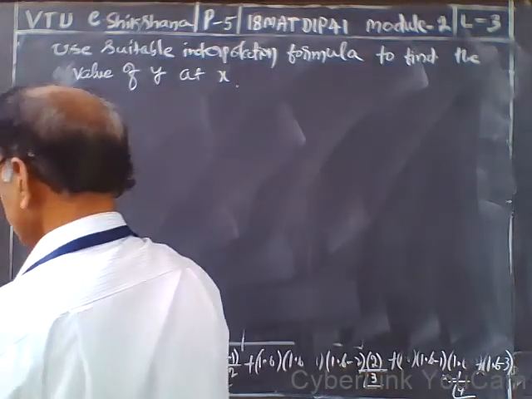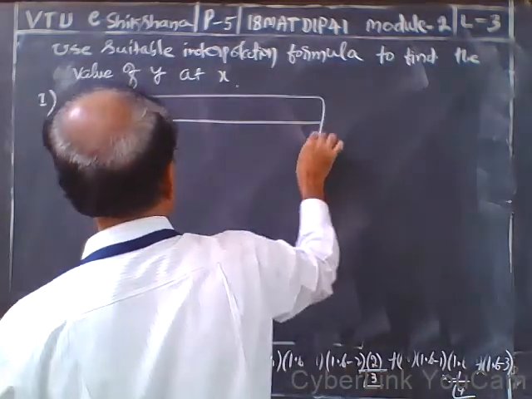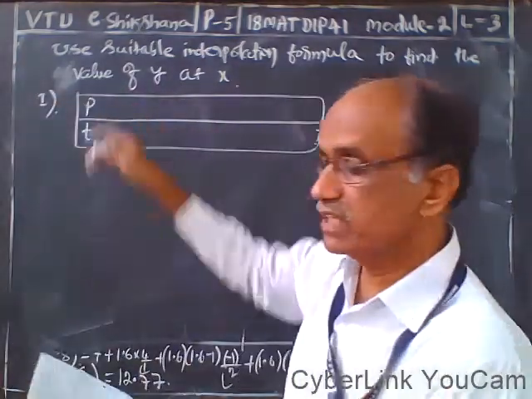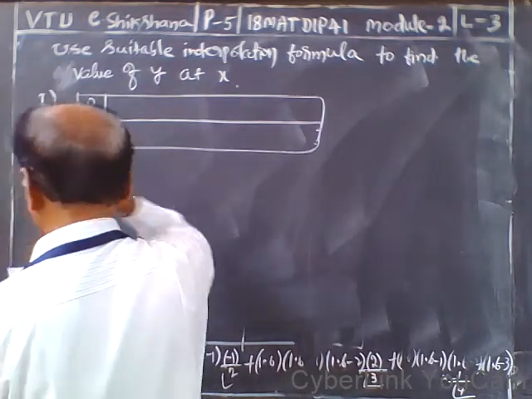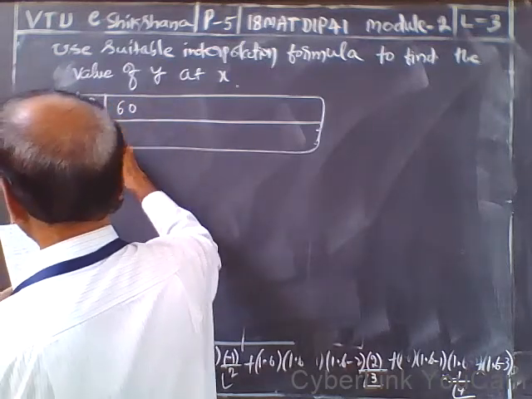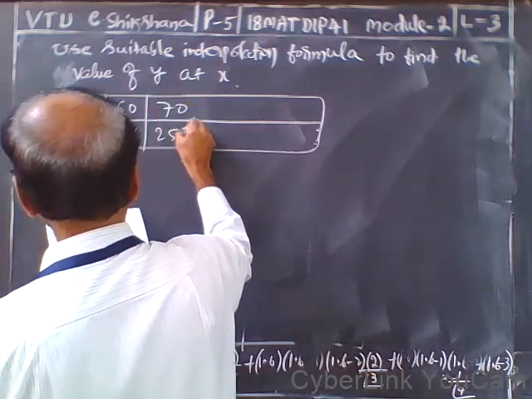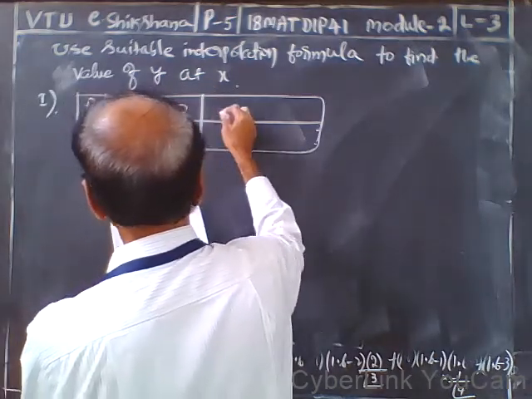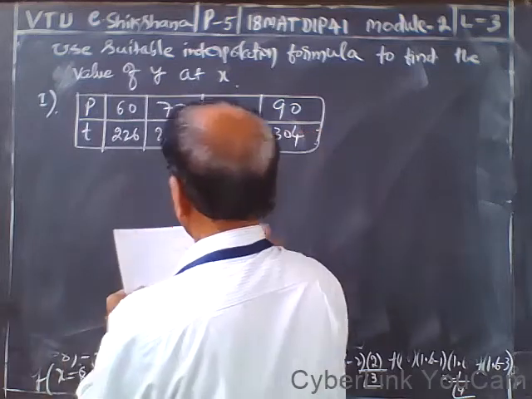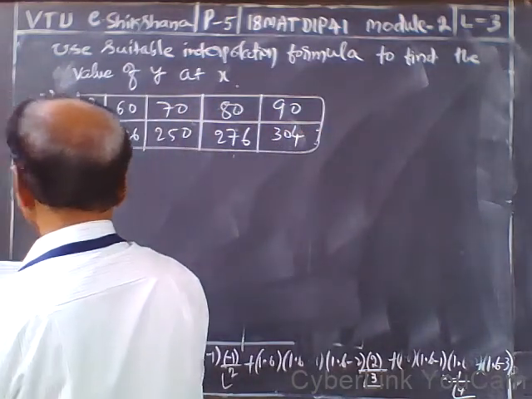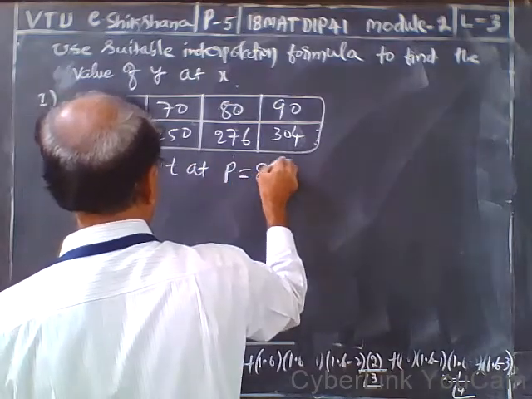First example, that is P and P. There is some explanation, but only the numerical values I am going to write. That is 60, that is pressure and time, 60 it is 226, then 70 it is 250, here 80 then 276, and then 90 it is 304. Then you need to calculate here at 84, find P at P is equal to 84.